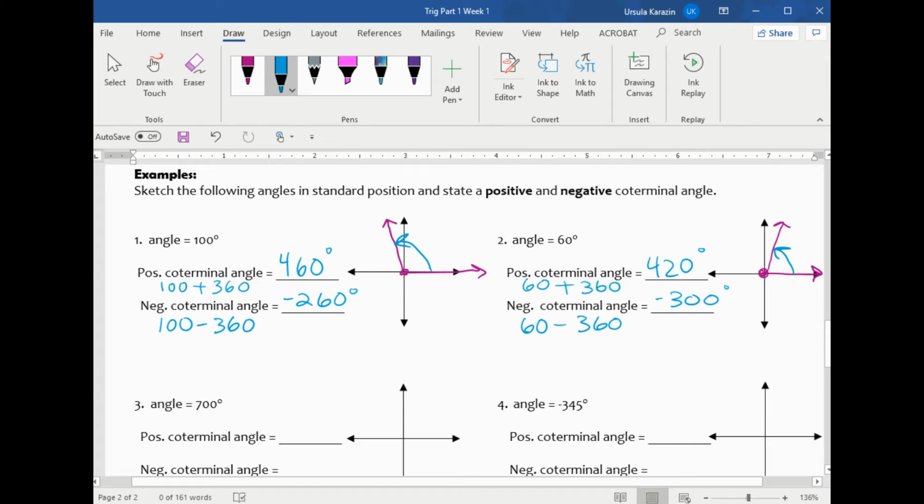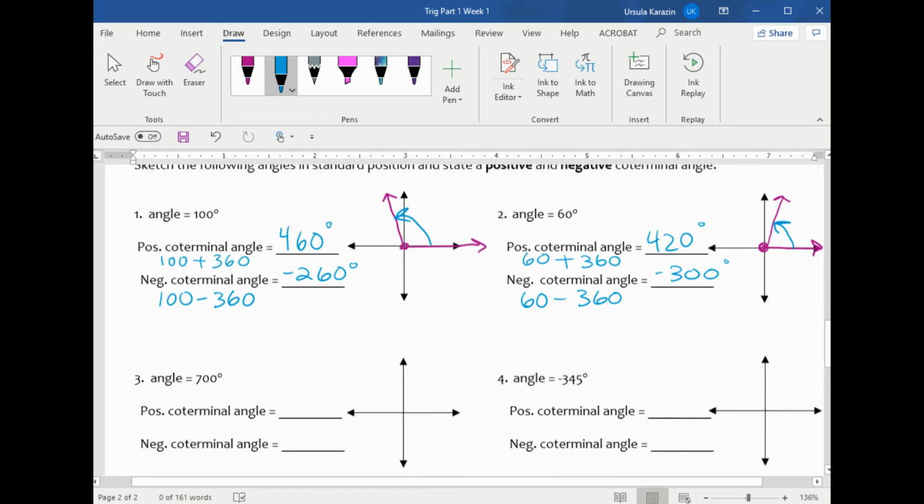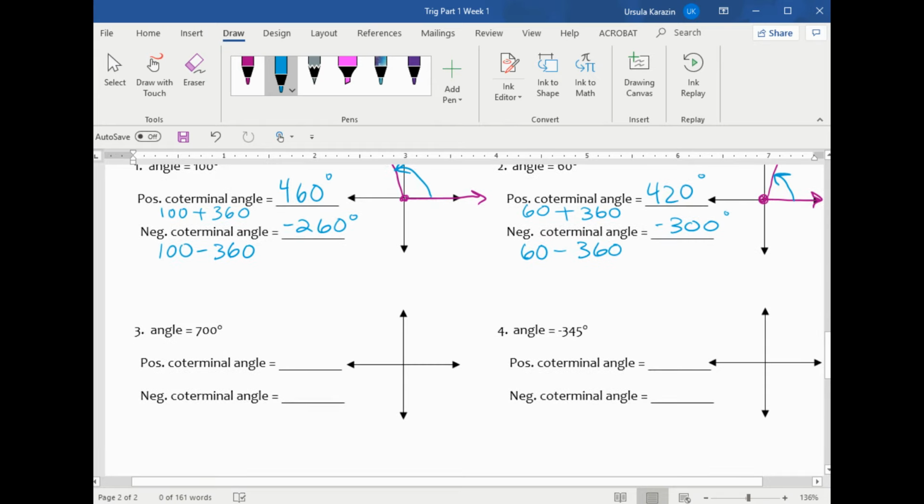That rule always works. To find a positive coterminal angle, you add 360 to your original angle, regardless of what your original angle is. Sometimes you might have to add more than one time. You might have to add 360 and then add 360 again, and you keep adding 360 until you get a positive number. And it works to do the negative the same way. Take your original angle, subtract 360, and keep subtracting 360 until you get a negative number.